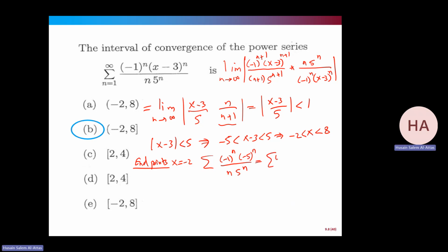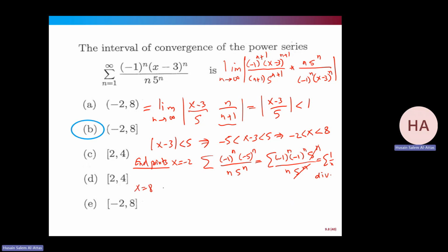Okay, that will be the summation of (-1)^n times 5^n over 5^n. The 5^n cancels, and this is 1. I have the summation of 1 over n, which I know is divergent. Now we'll go to the next one.